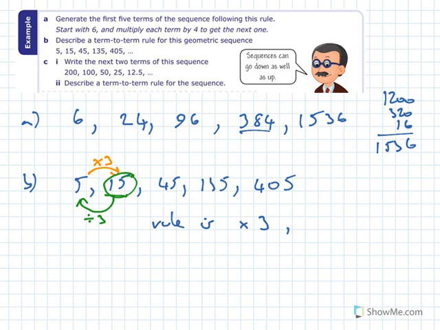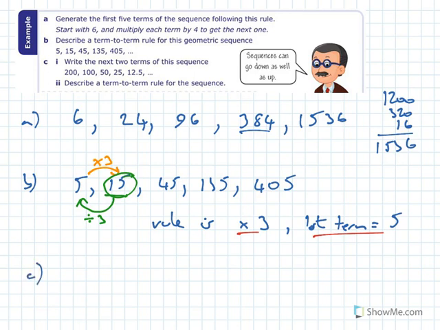You need to state what the first term is. So the rule is times by 3, and we need to say first term is 5. Okay, so it's important you have both of those pieces of information there. Times by 3, first term is 5.